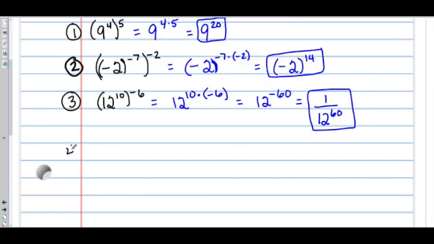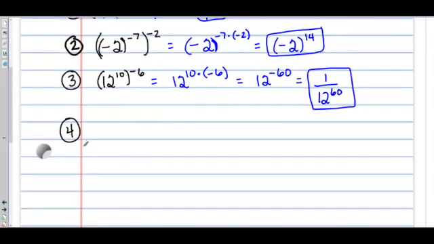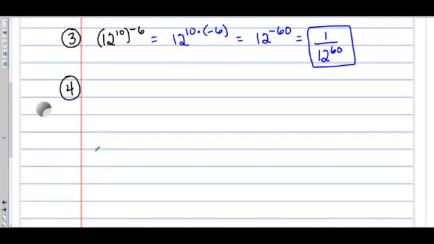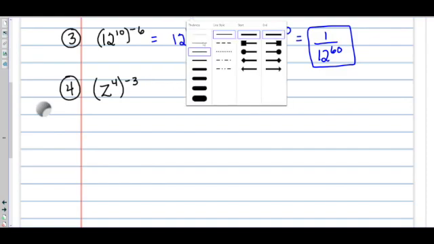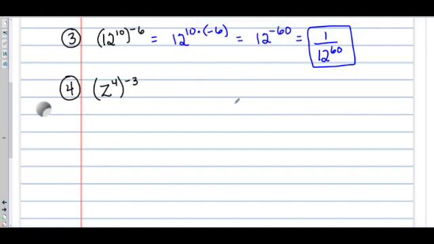Okay, number 4. Z to the 4th power to the -3rd power. So here we have power to a power. So keep the base, and you're going to multiply the powers. 4 times -3.